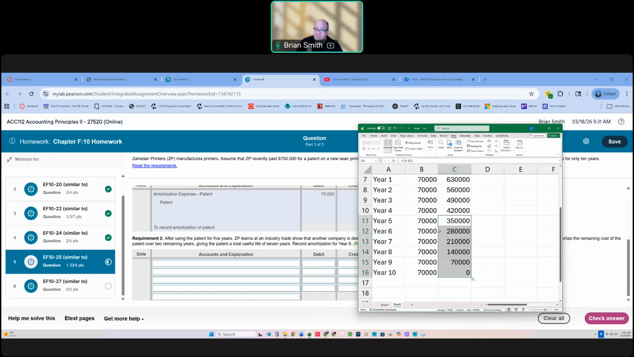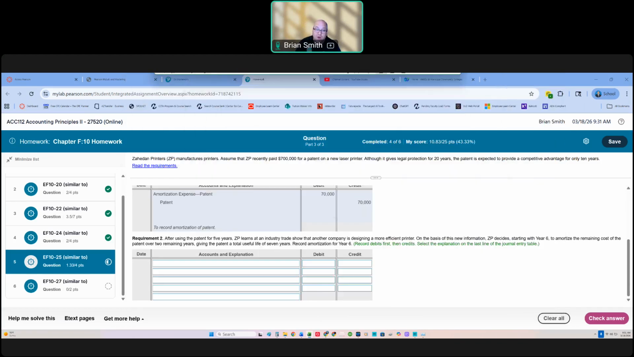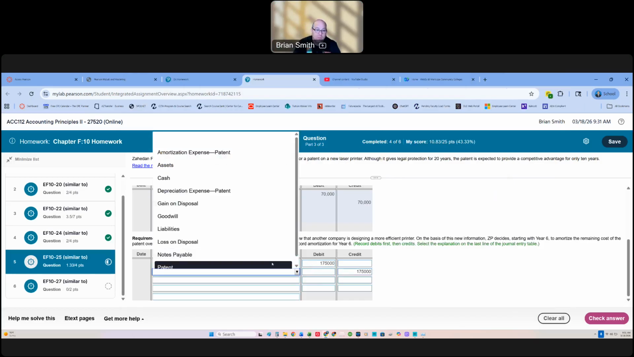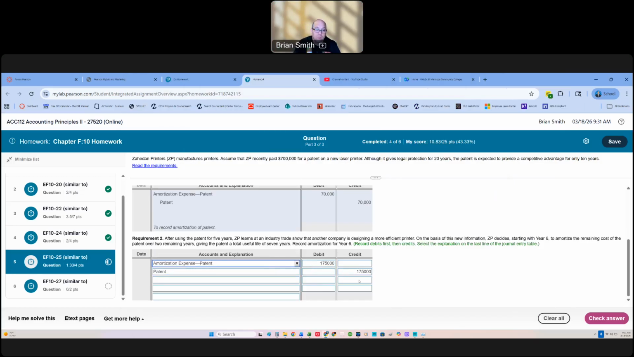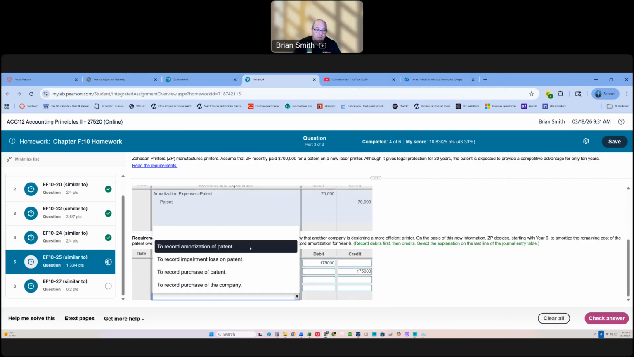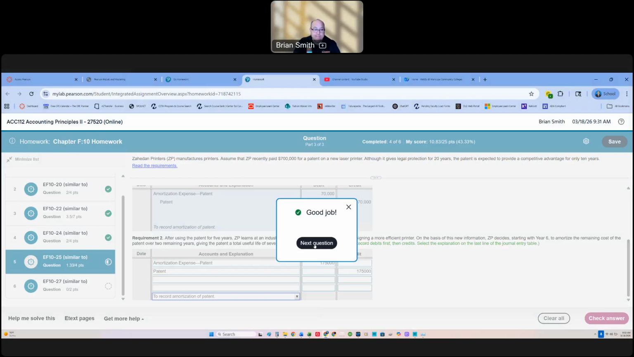In year 6, it changes. So in year 6, we decide that we're going to amortize this over 2 years. So now we're going to take the remaining amount and divide it by the remaining years. Okay. So our year 6 and year 7 will be the $175,000 for amortization. Okay, that's it.